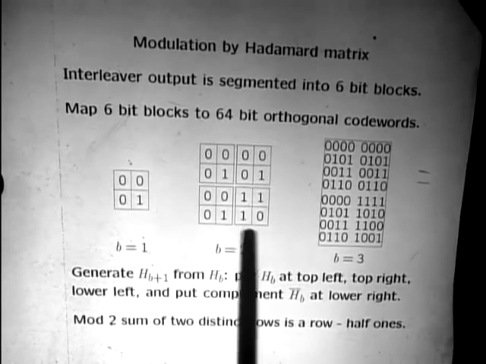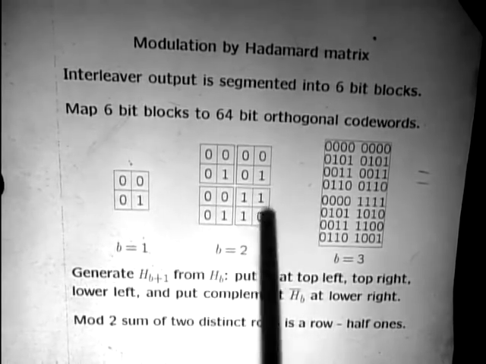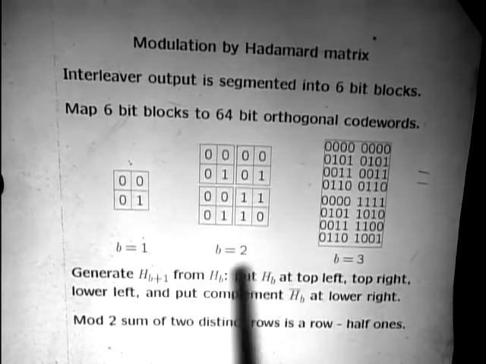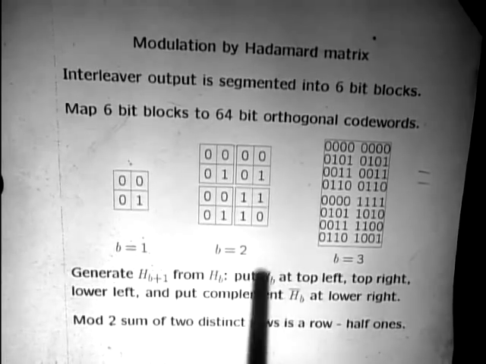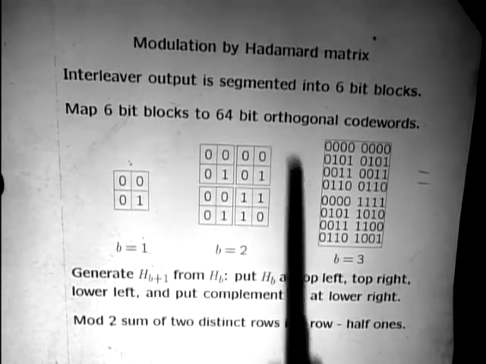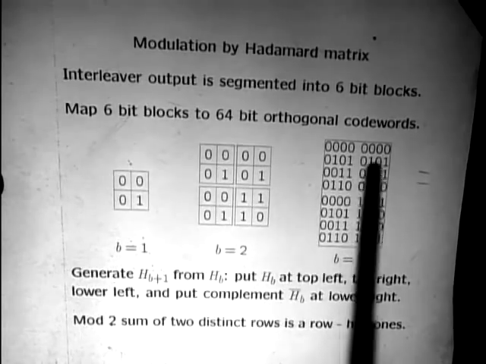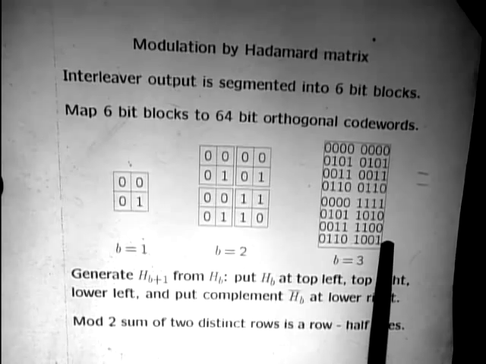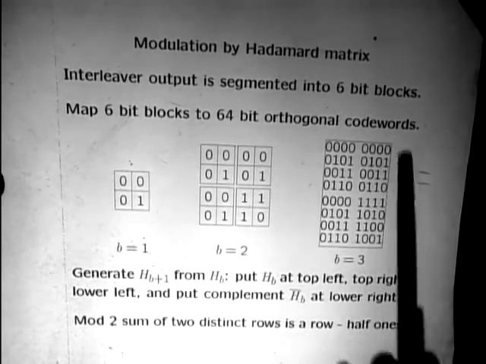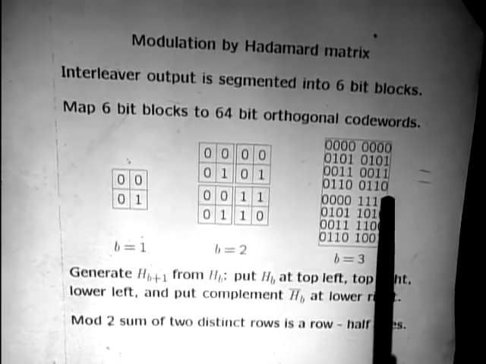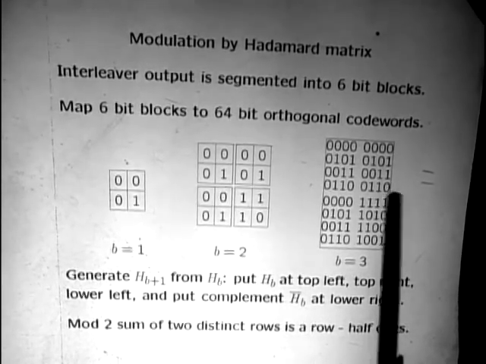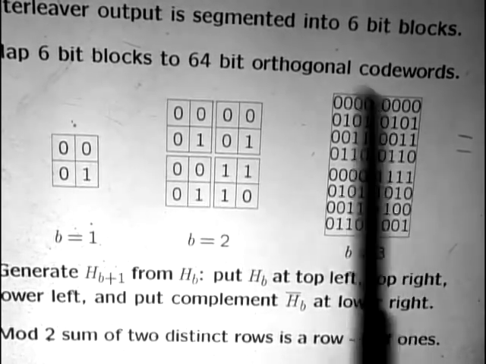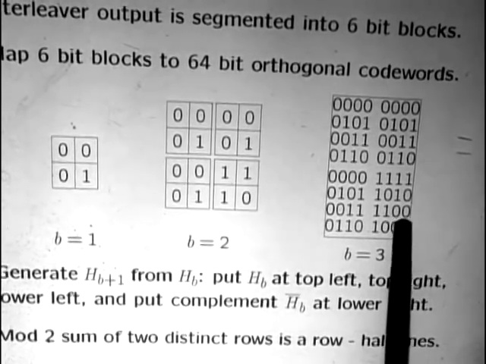I think the argument is difficult here because it's too simple-minded, so you don't see it in its generality. Each time you go from one b to the next b, the thing you do is the same thing. You start out with this matrix, put it there, you put it there, you put it there, and you put the complement of it there. And what that does is when you look at the first half of the matrix, all of these differ in half the positions, because they differ in half the positions here, and they differ in half the positions here. So they differ in half the positions overall.